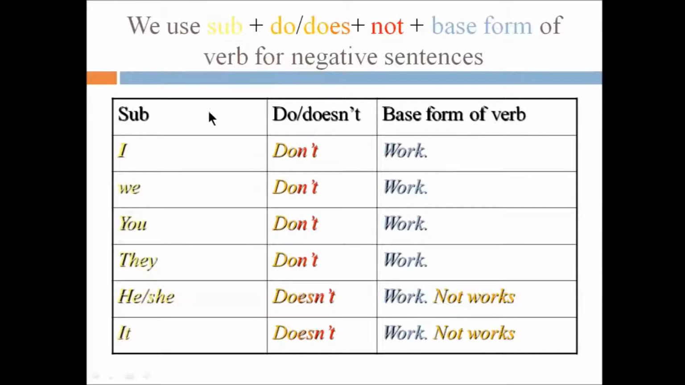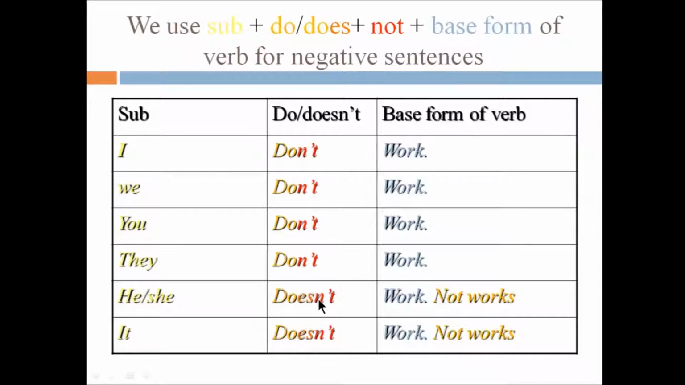Okay, now have a look together. When you make the negative form, you use subject and then do not or does not. You can make the abbreviation and say don't or doesn't, followed by the base form of the verb. Here, I don't work. We, you, they don't work. You cannot use doesn't with I, we, you, they, but you use doesn't with he, she, or it.